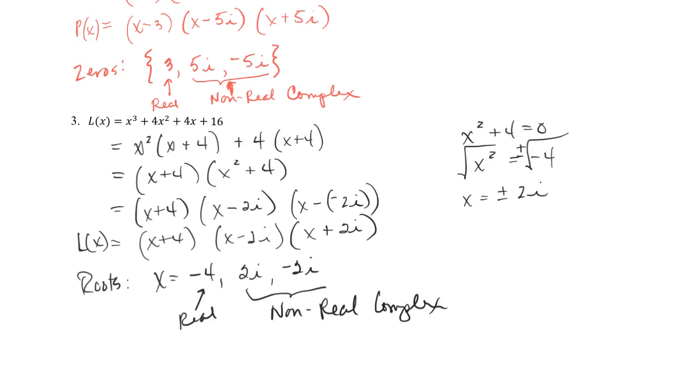Okay, so your final answer should be that L of x equals x plus 4 times x minus 2i times x plus 2i. Again, product of linear factors, everything's first degree. Your roots are x equals negative 4, positive 2i, and negative 2i. Negative 4 obviously is a real number. 2i and negative 2i are non-real complex.